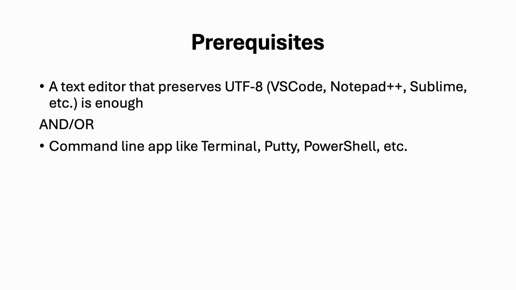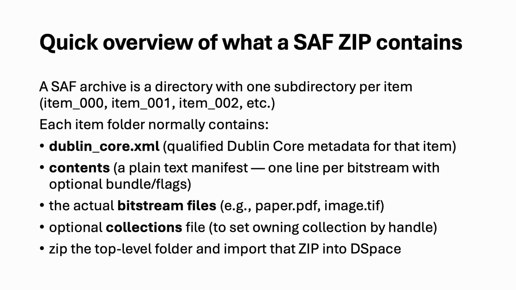Before getting started, you will want to have a text editor like Visual Studio Code, Notepad, or Sublime. If you are comfortable on the command line, you can use Terminal, PuTTY, or PowerShell to run commands to create the SAF structure. Here is a quick overview of what a SAF zip contains.